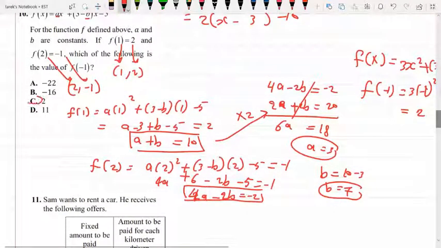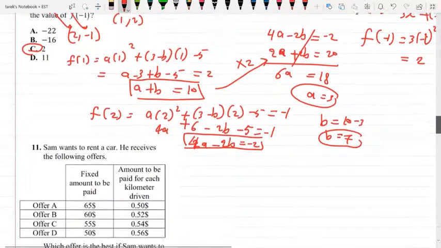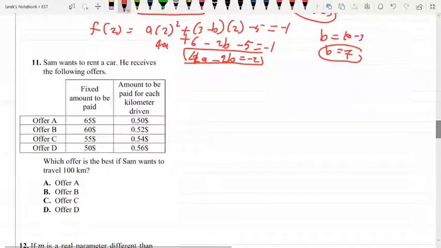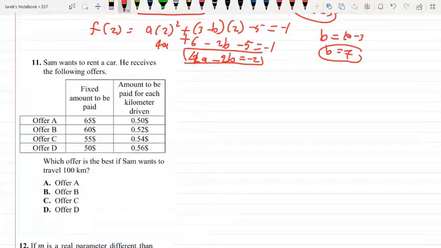According to number 11, okay, Sam wants to rent a car. He receives the following offers. Offer A, 65 fixed amount plus 0.50 for each kilometer, and so on. Which offer is best if Sam wants to travel 100 kilometers? 100 kilometers means you have to multiply that all by 100.